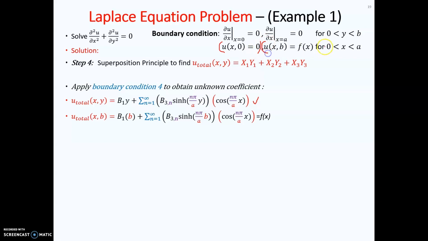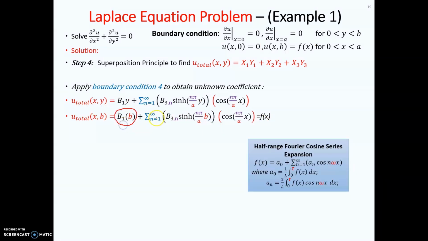Let's continue to apply the last boundary condition here. Substitute y equal to b, then you obtain your u equal to f(x). So all the y here, you change to b. And in this case, your u will be equal to f(x). Since you have a constant plus a summation of the cosine term, you should recognize this is an even function and it can be represented by the half-range Fourier cosine series expansion. Compared to the formula here, your a0 will be equal to b1b and your coefficient here will be equal to an. So n here remains and your omega is equal to pi divided by a. So omega equal to pi over a.